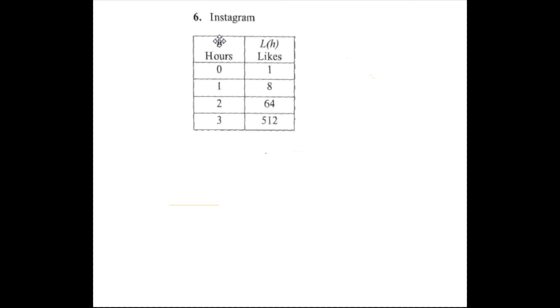Whenever I'm given a table or any situation, you guys know at this point, I always say to do what? I always say to make a movie in your head, to figure out what's going on. So I look at the title. This is called Instagram. I look at my input. They called it H for hours, and my output, L of H for likes. So we are clearly looking at an Instagram post. We've made an Instagram post, right?